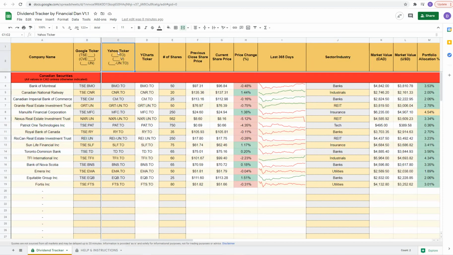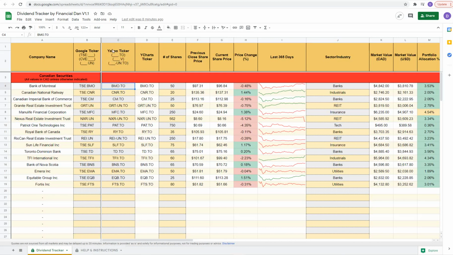So for the Yahoo ticker symbol, what this column wants to see is the stock ticker, and then a dot, and then the exchange that it's traded on. So for Bank of Montreal, again, it would be BMO.TO because it's listed on the Toronto Stock Exchange. If it was listed on the Venture Exchange, it would be .V.